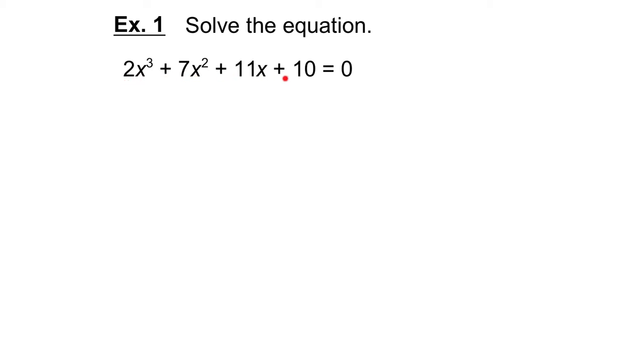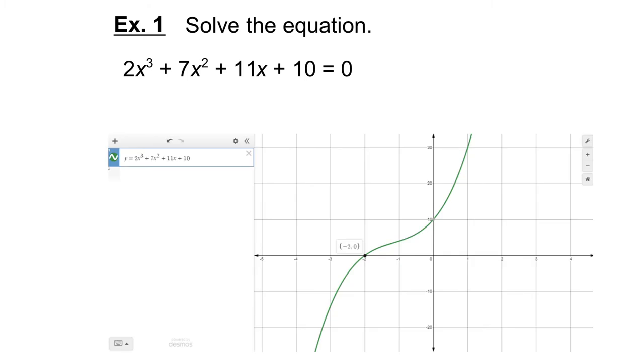Now, if you were wanting to factor this, well, good luck. You could try factoring by grouping, but it's not really going to get you anywhere. This is something that we need technology in order to solve. So all you have to do is type this part of the equation into Desmos. So say y equals this, and it should look like this. Okay, so y equals 2x cubed plus 7x squared plus 11x plus 10.